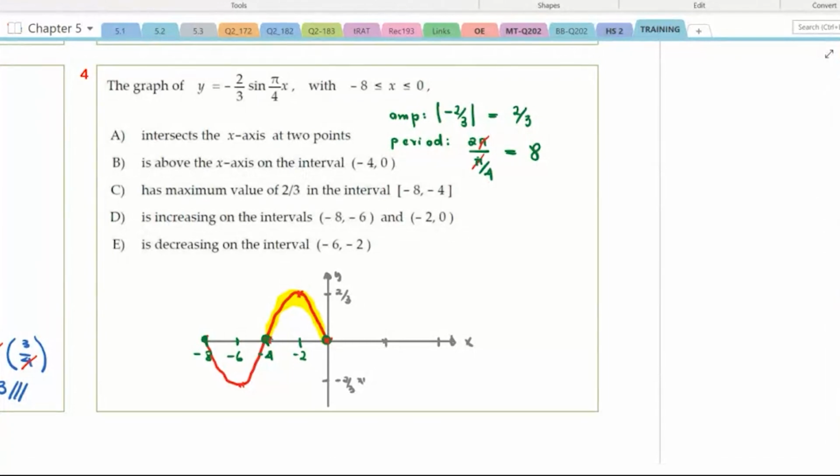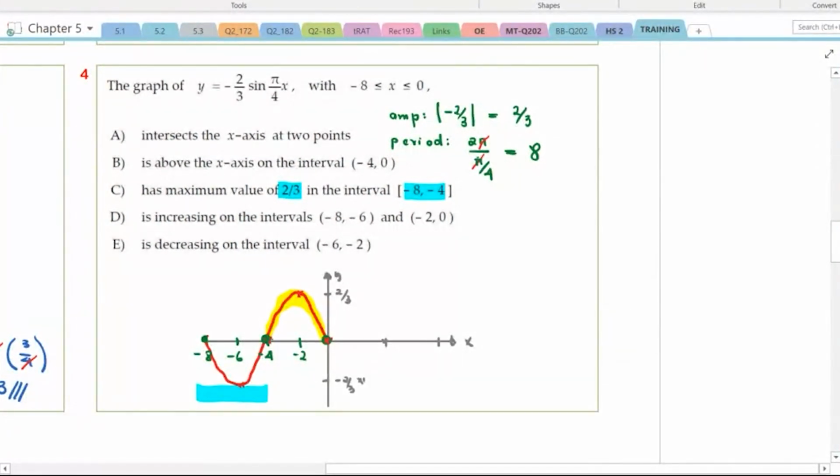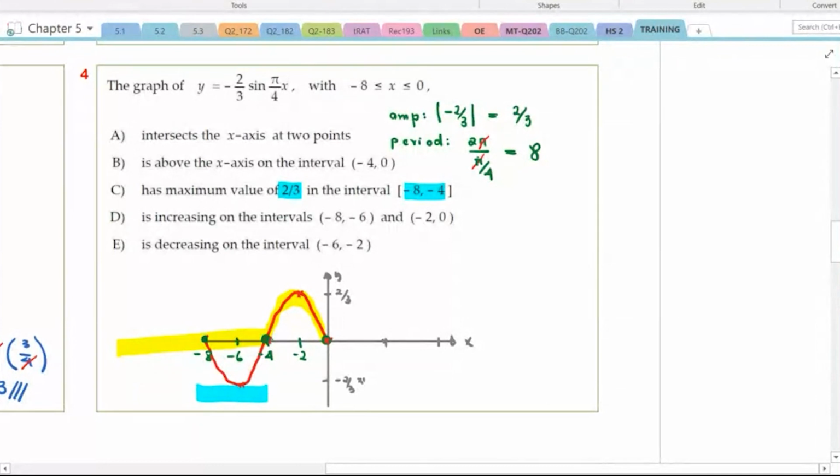Number C, it says the maximum value of 2/3 on the interval. Yes, the maximum value is 2/3, but which interval is the maximum value? It says from -8 to -4. No, it is having a minimum value at this point. So the maximum value at this point shall be equal to 0. The maximum value will be equal to 0 because this is the maximum we have on this part. So C is obviously wrong.